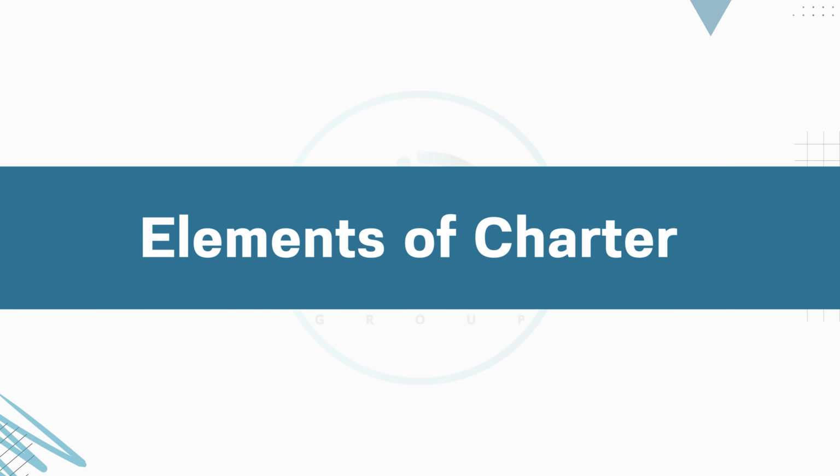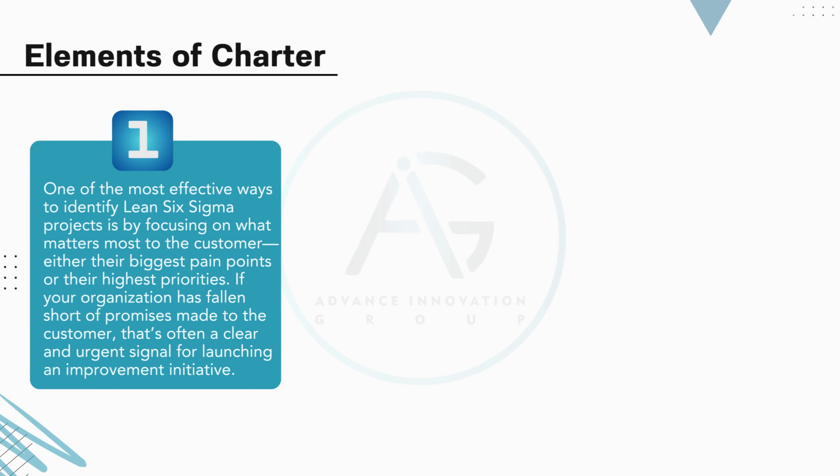Elements of charter. This slide highlights the key elements that often drive the creation of a Lean Six Sigma project charter. Understanding these elements helps ensure that projects are relevant, impactful, and aligned with both customer needs and business priorities. Let's break down the three core elements.